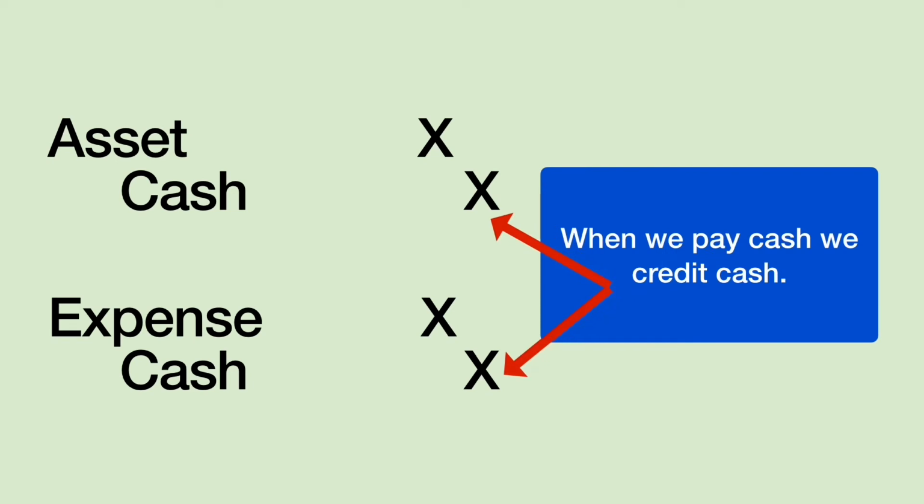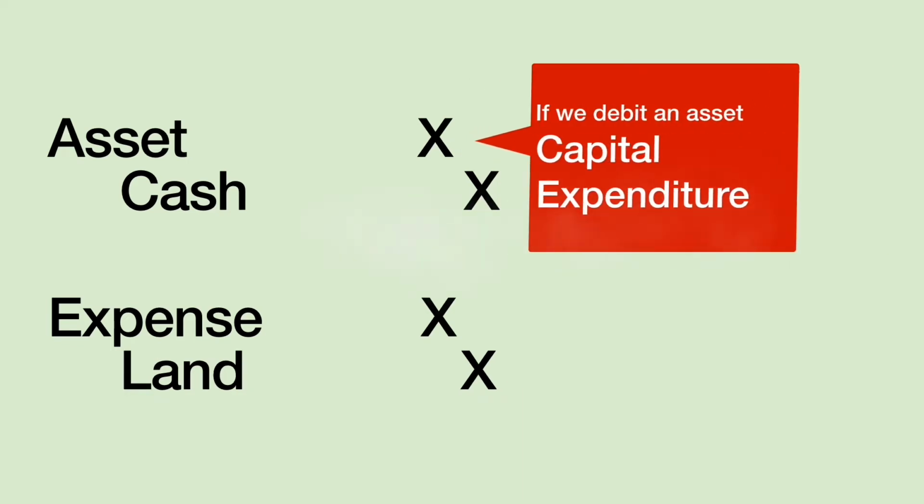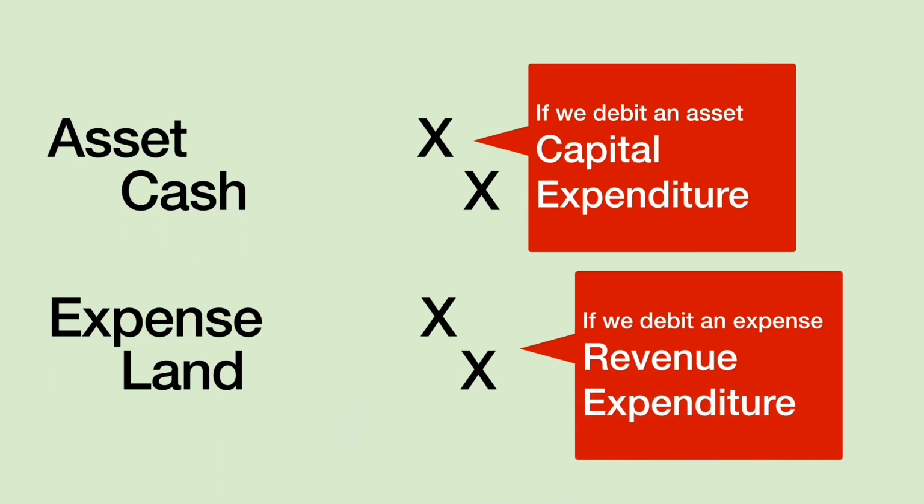When we disburse cash, we obviously are going to credit cash. But the issue is, what do we debit? We usually either debit an asset or we debit an expense. If we debit an asset, that's called a capital expenditure. If we debit an expense, that's called a revenue expenditure.